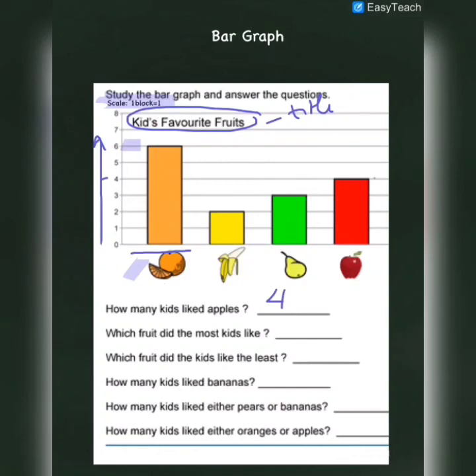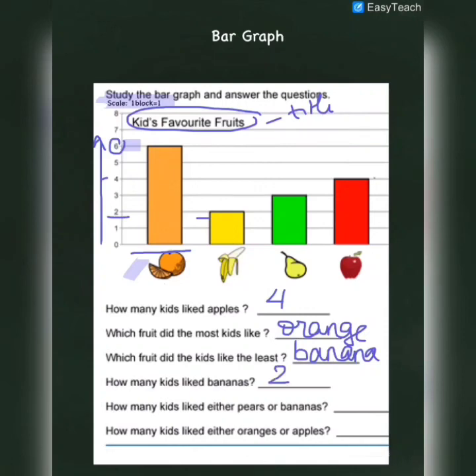Which fruit did most kids like? We can see the tallest bar is of orange, which touches the number 6. That means most of the kids liked orange. So orange. Which fruit did the kids like the least? Which fruit was liked the least? Banana, because the bar is the lowest. How many kids liked bananas? We can see 2 here.